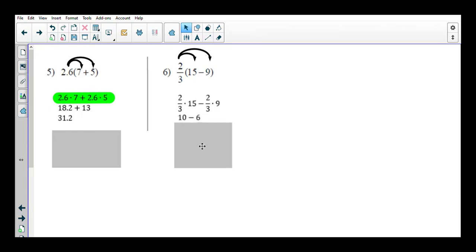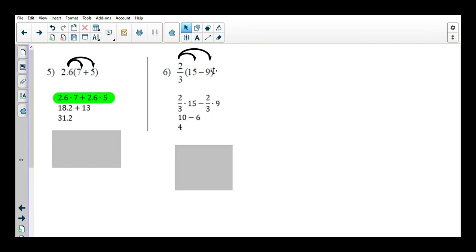2/3 times 15 is 10, and 2/3 times 9 is 6. By the way, I just do 15 divided by 3 to get 5, and 5 times 2 to get 10. I do 9 divided by 3 to get 3, 3 times 2 to get 6. It works out well if the number you're multiplying by is a multiple of your denominator. And of course, 10 minus 6 is 4. The same way, if I took 15 minus 9 and got 6, 2/3 of 6 is 4.